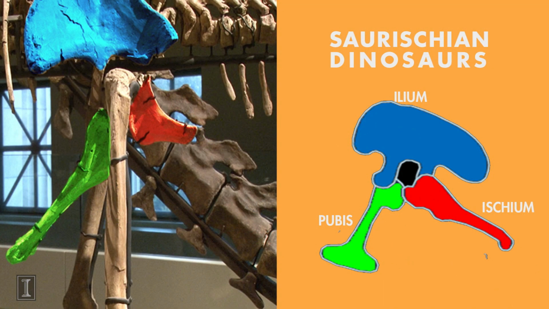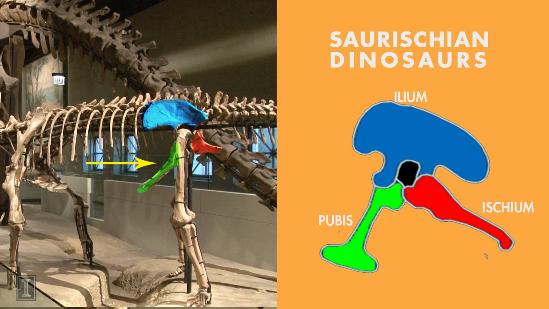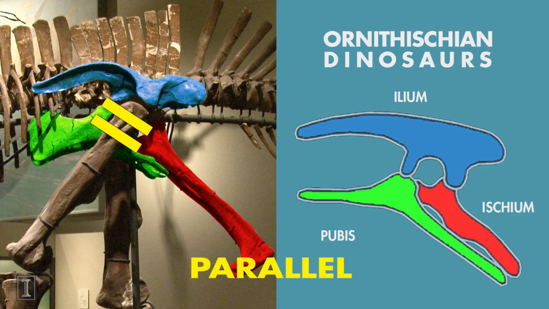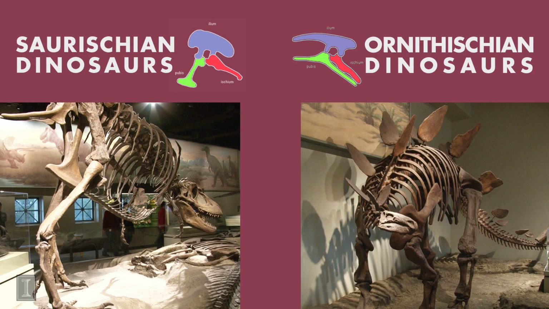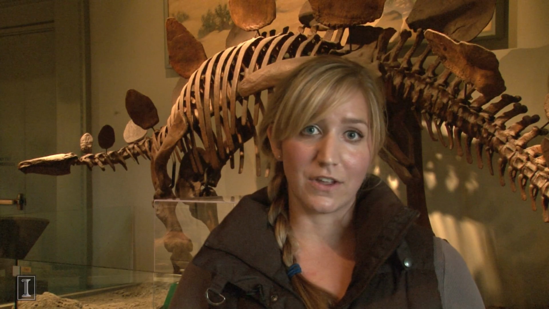So in the Saurischian group, the lizard hips again, the ischium and the pubis are actually perpendicular to one another. So the pubic bone actually hangs down, if you will, into the stomach of these large Saurischians. The Ornithischians, or bird hips, the ischium and the pubic bone are parallel to one another. And again, dinosaurs are broken up into these two big groups based on just their hip structure. Pretty interesting information.